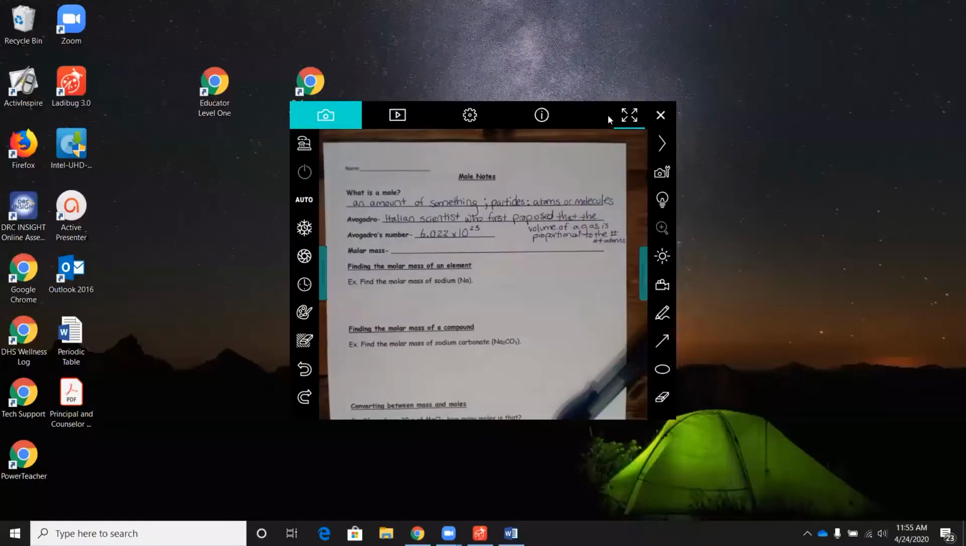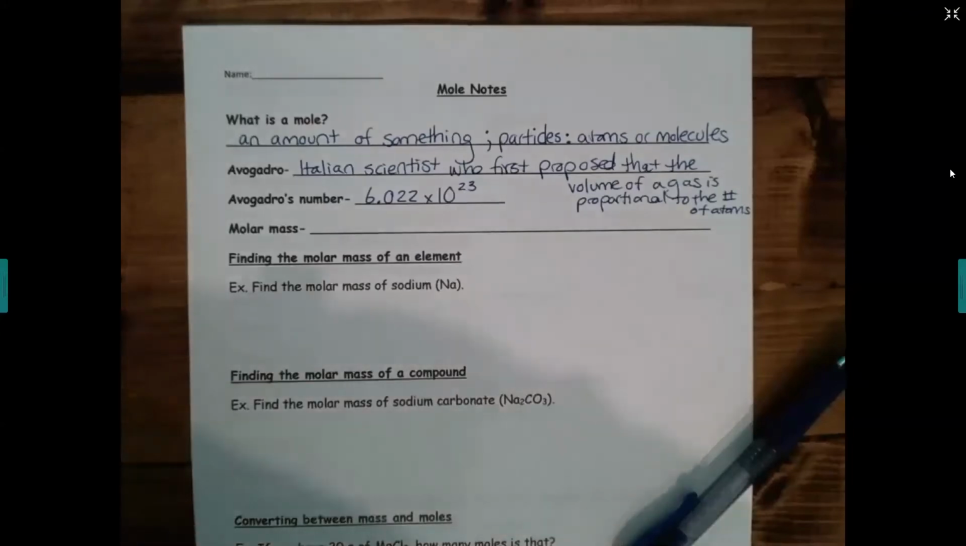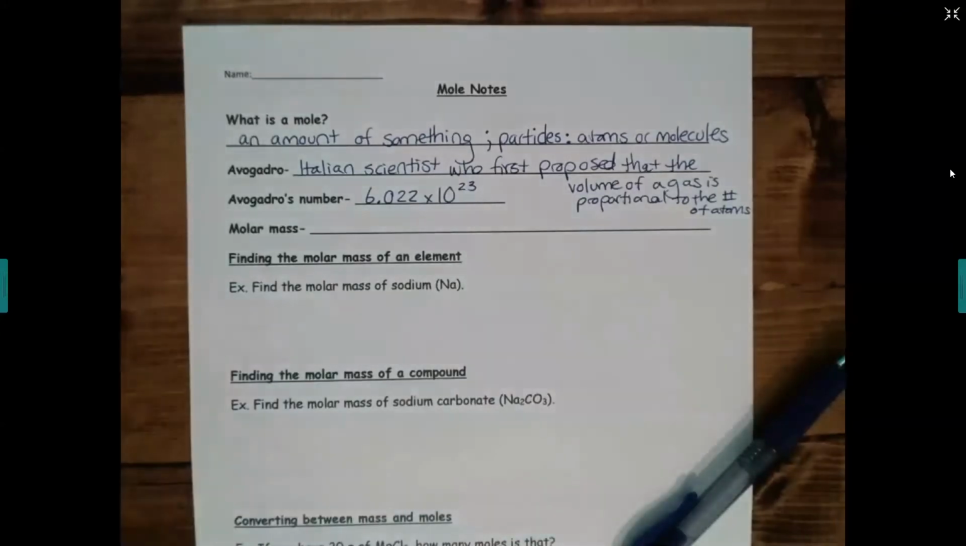So why are we talking about such a big number in chemistry? It's because atoms are so very, very small. You cannot see atoms. So if we want to talk about enough atoms that you could see, we have to talk about it in terms of moles, millions and millions of atoms.